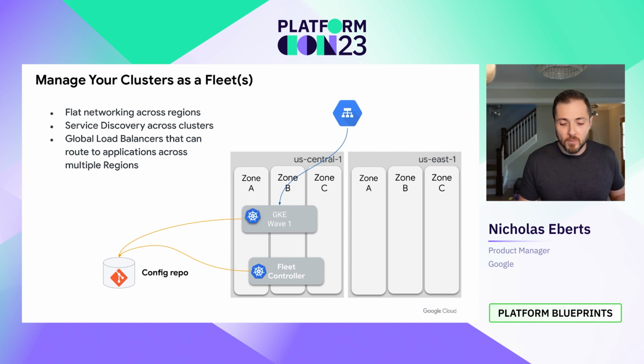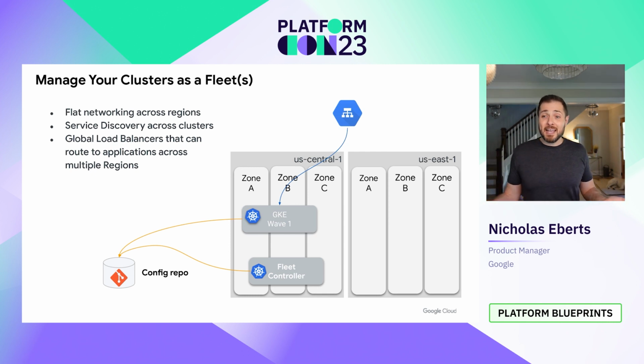Now, one of the advantages with Google Cloud is that VPCs are global, so that's easy for us. Our GKE container network interface allows a pod in region 1 to route to a pod in region 2 without having to go through a load balancer.